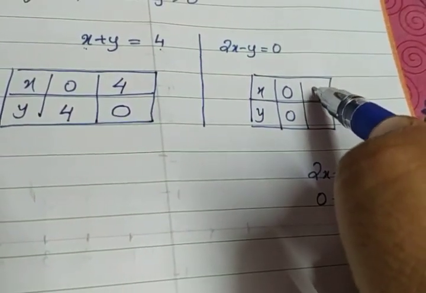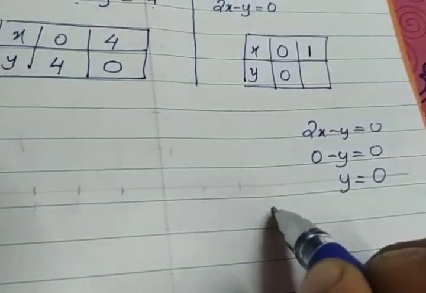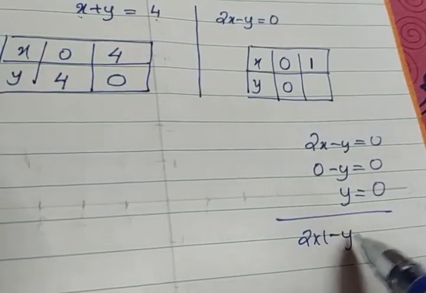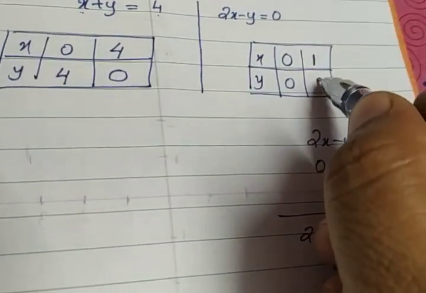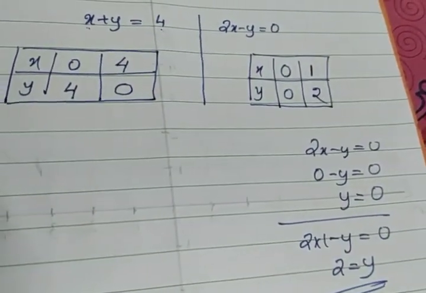So I am going to substitute the value of x as 1. So when x takes the value 1, 2 into 1 minus y is equal to 0. That means 2 is equal to y. The value of y is 2. Okay, so we will plot the points.